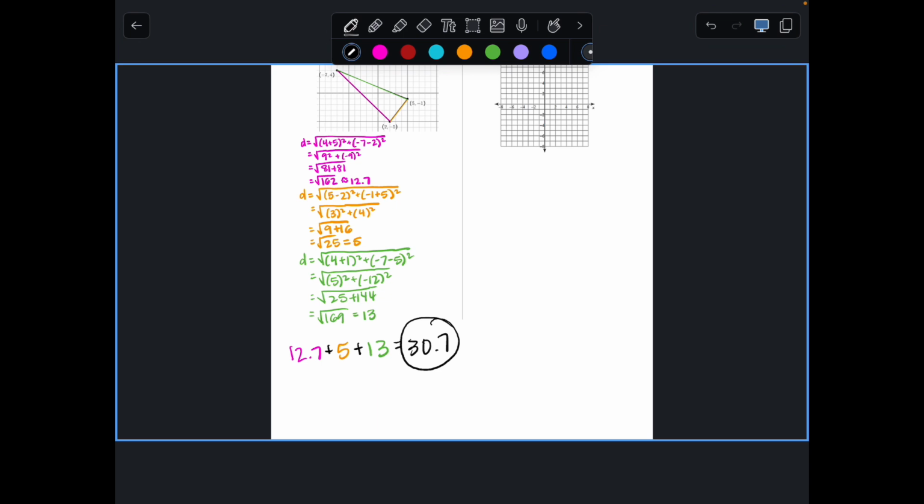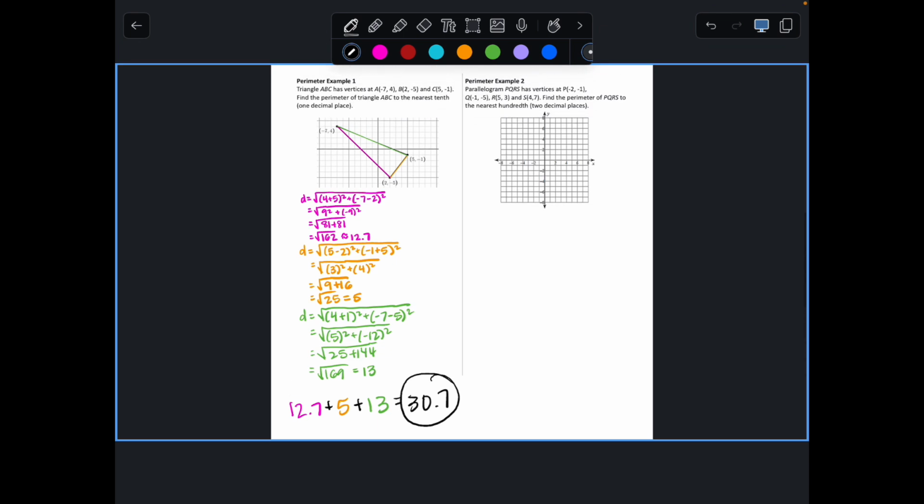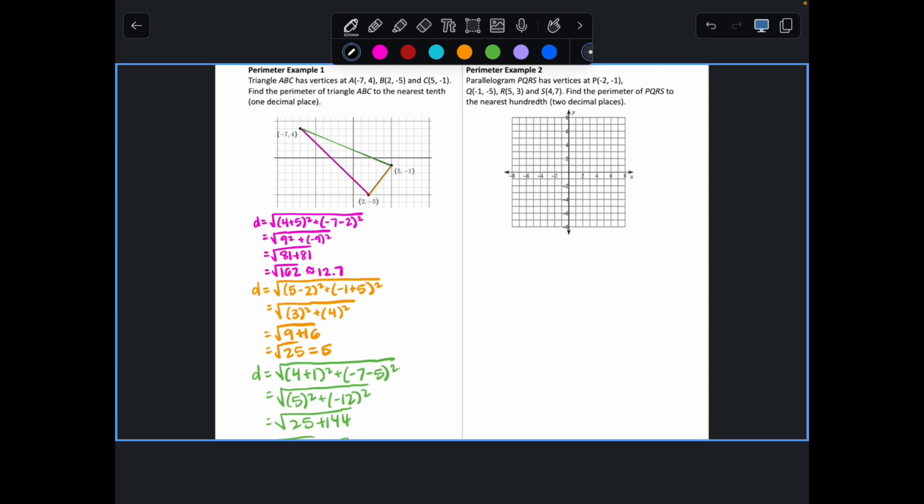Okay, let's use the same concept to find the perimeter of a parallelogram. It's not drawn for us, so we have to plot the points for this.